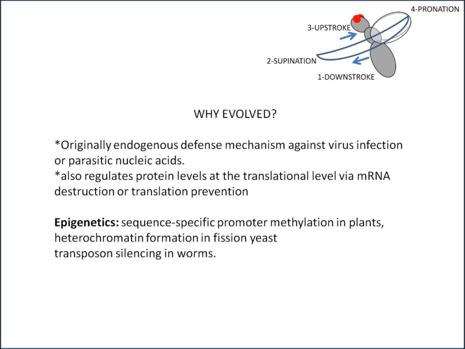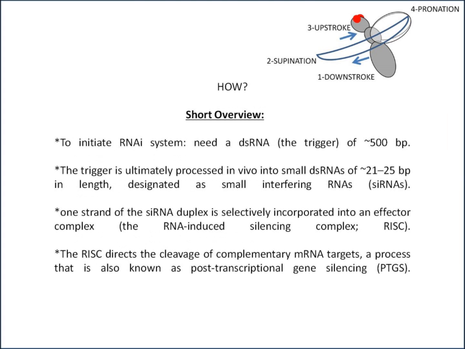You also see that it has a role in epigenetics, so in particular in plants it's important in sequence-specific promoter methylation. In fish and yeast it's crucial to heterochromatin formation, and in worms it's been shown to be important in transposon silencing. So how does it do all this?